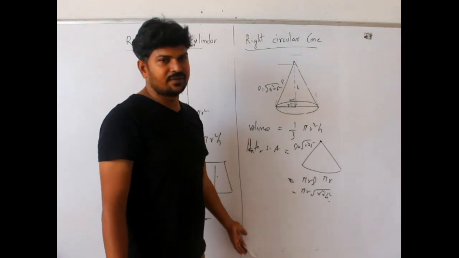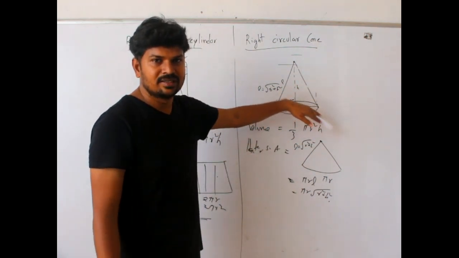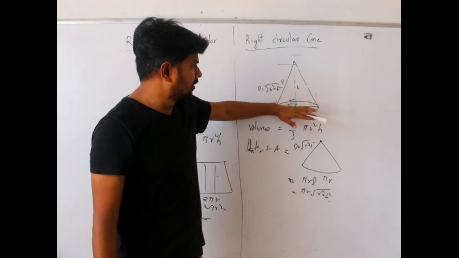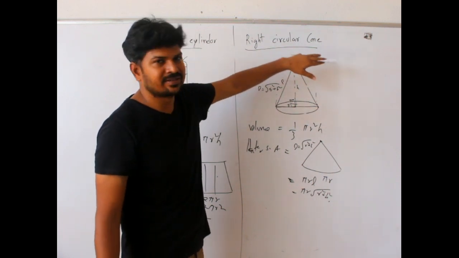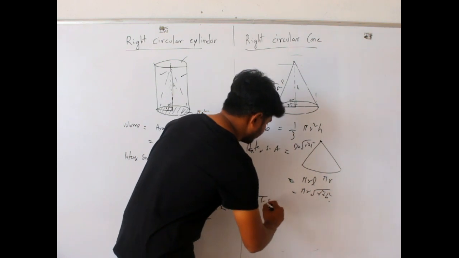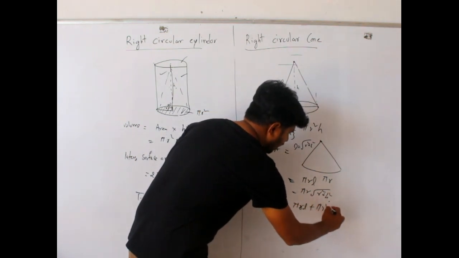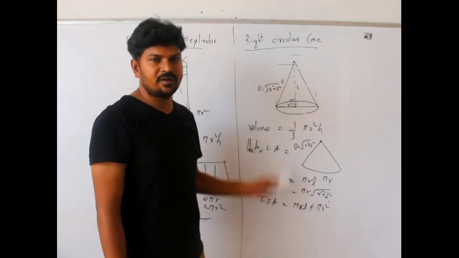Now, what is the total surface area here? Already we know the curved surface area, and at the bottom we have one circle. We have to include only that circle. On the top you don't have a circle here, unlike the cylinder. So for total surface area, the formula is pi r L plus pi r square. That's it. That's it for the cone.